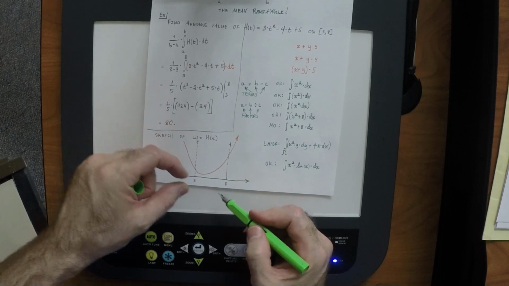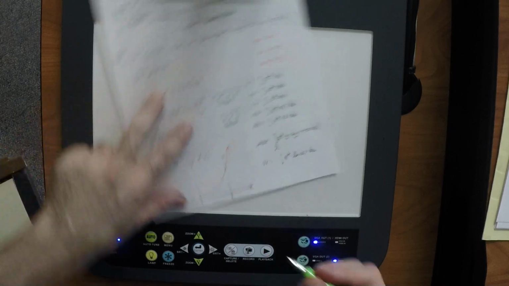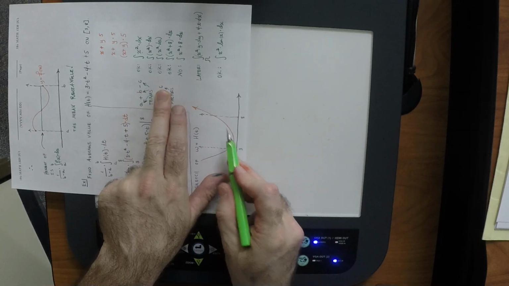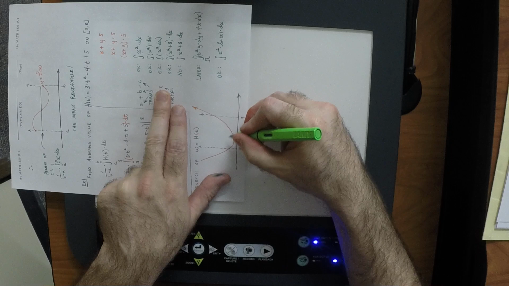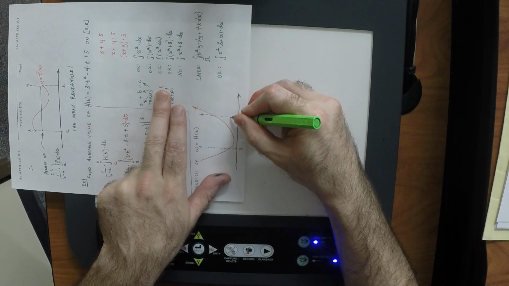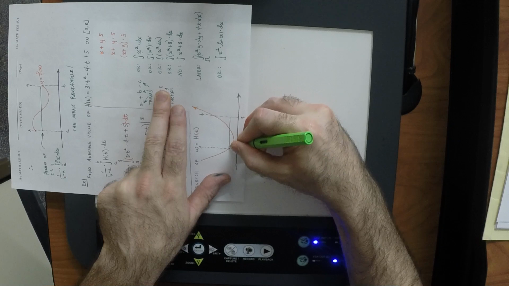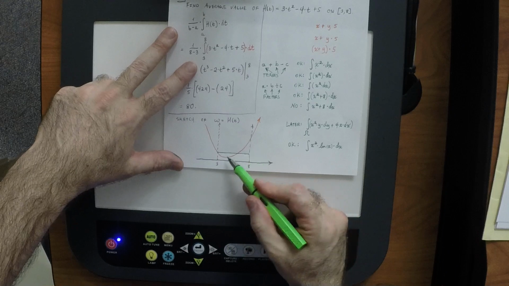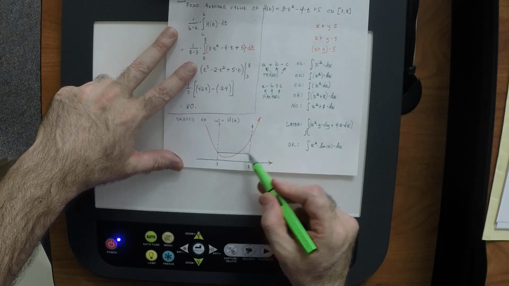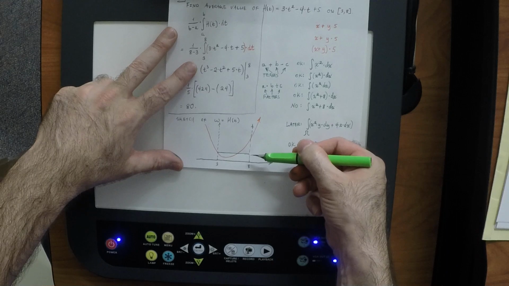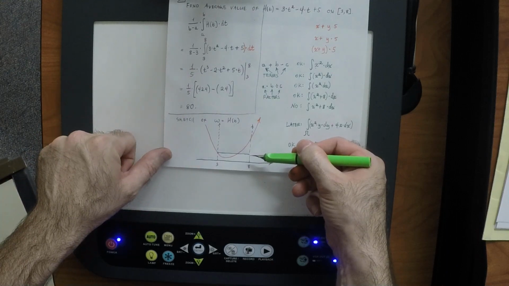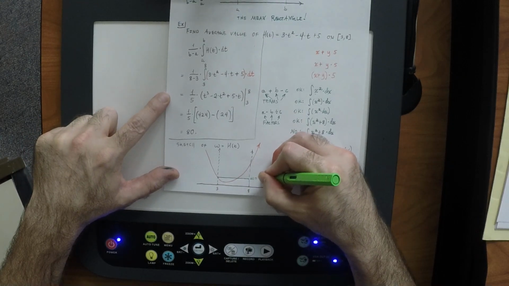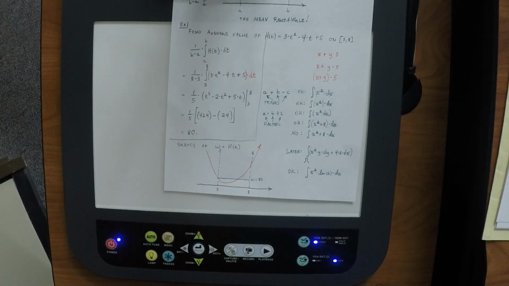The question is what rectangle would have that same area? And just eyeballing it, you want to choose the rectangle where the overshoot of the red is offset by the undershoot of the red. So something like that-ish, because that is about equal to that. I'm not trying to be an artist here. So what is that value right there? How high is that? 80. And that rectangle is called the mean rectangle.